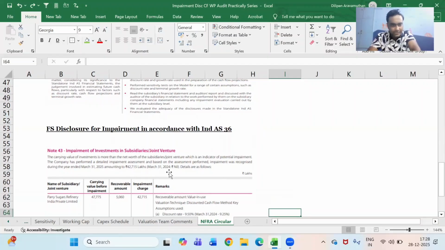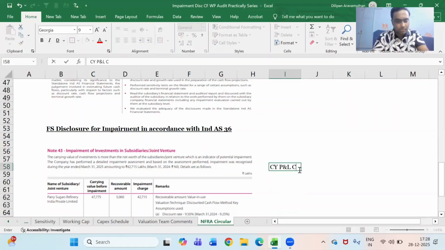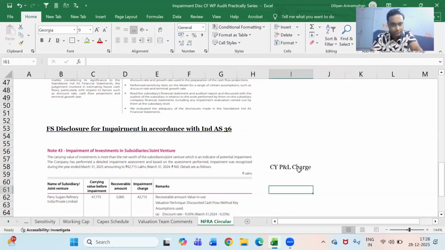The company has performed a detailed impairment assessment, and based on the assessment performed, impairment was recognized during the year ended March 31, 2025, amounting to rupees 42,715 lakhs. This is the current year P&L charge. This is not the cumulative number. Please keep that in mind. So this number will impact your profit and loss for the current year.